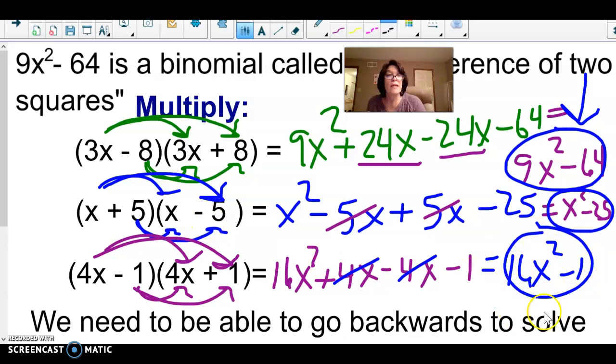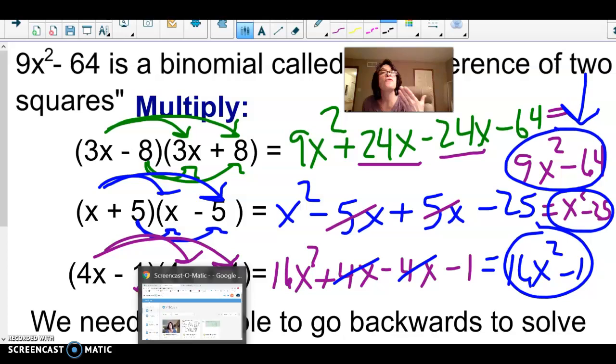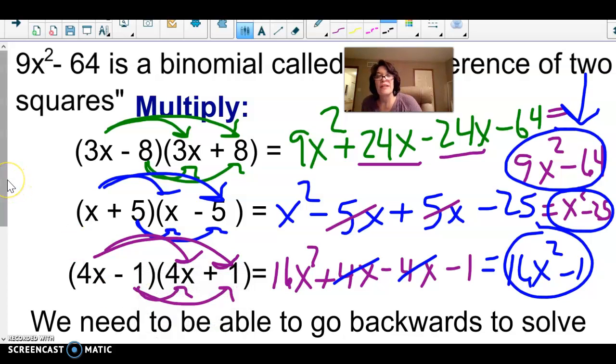16x squared minus 1. Nothing in common, no greatest common factor. But I'm going to have to realize, hey, I can factor that into 4x minus 1, 4x plus 1. Hopefully you're seeing that the way you know that you can factor it is, first of all, these are perfect squares. The two terms that you're subtracting are perfect squares.